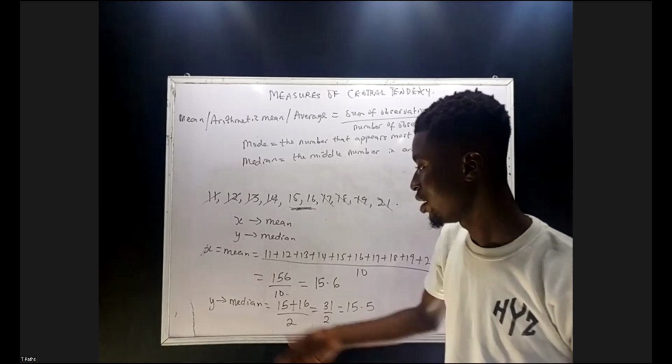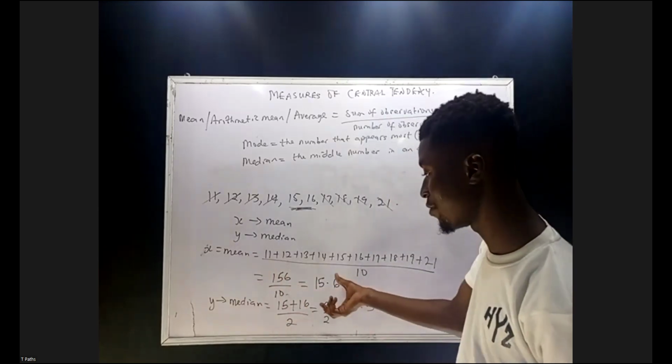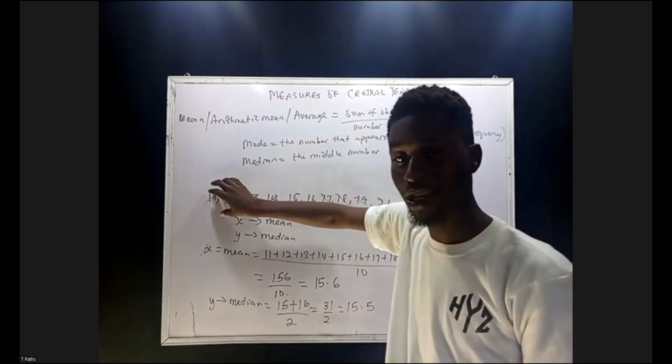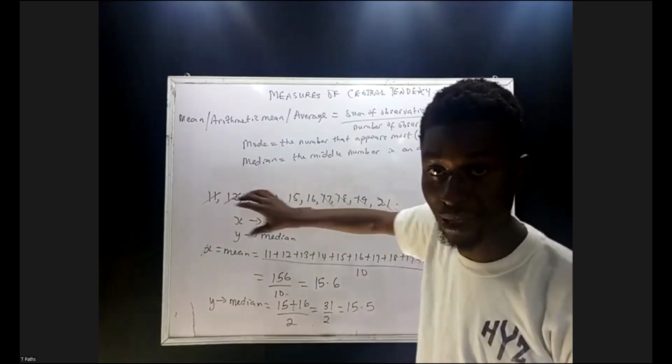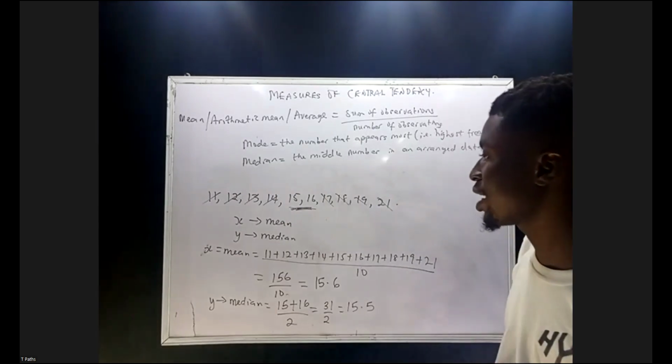Now, what did you notice? The measures of central tendency are very close, right? They are very close. Because remember, with the measure of central tendency, we are just looking for a number to represent this set of numbers. Now, the question is asking us for X over Y, right?